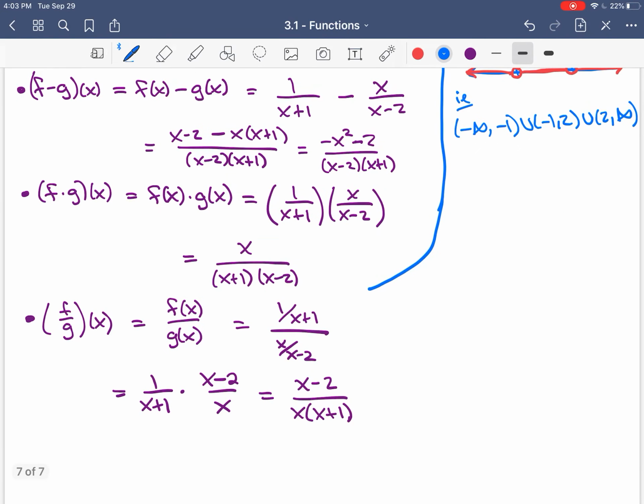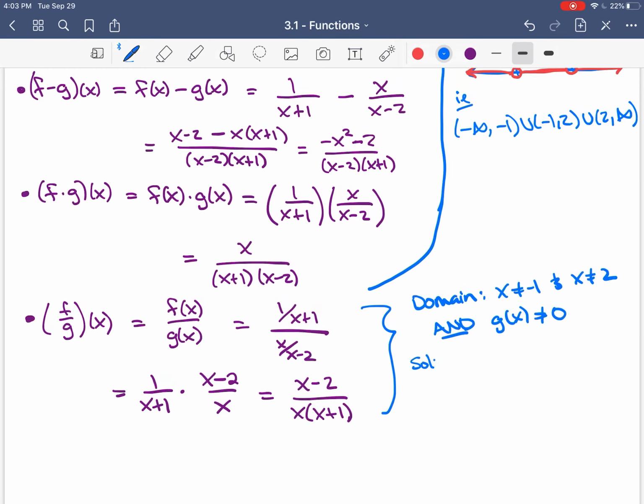Now the quotient is a little bit different because for the domain, we need to be in the domain for all the others. So we need x not equal to negative 1 and x not equal to 2, but we also need g of x not equal to 0. So we want to solve where it is 0. That's when x over x minus 2 is 0. That happens when the top is 0. So when x is 0, we're going to get a 0 there.